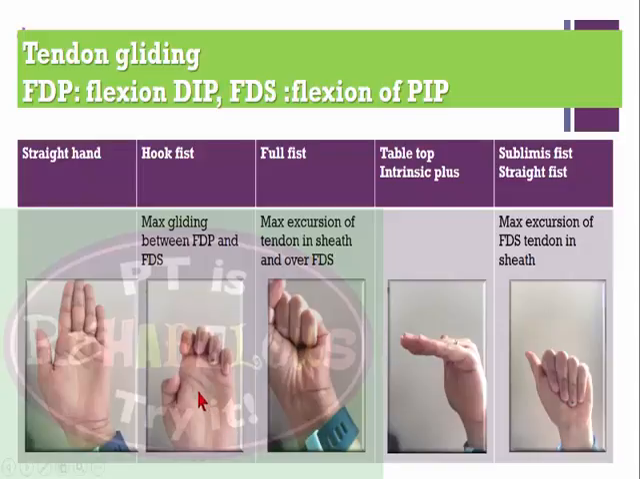We have to hold this position for 2 to 3 seconds, and again come to the open hand position. Then we go for the full fist exercise. Again we straighten the hand, make a fist, and hold it for 2 to 3 seconds. It should be pain free. If the patient is having pain, they have to stop this exercise. Making a full fist helps maximum excursion of the tendon in the sheath over the flexor digitorum superficialis.